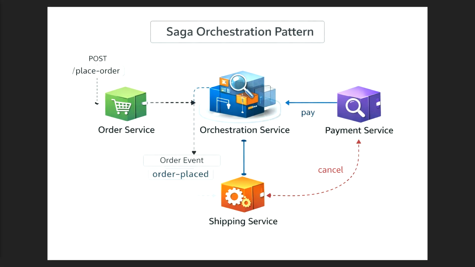Let's take a simple but realistic example. We have an order service and we have a payment service. A client calls the order service using the place order endpoint. The order service creates the order and publishes an order placed event. At this point, the system is in a partial state. The order exists, but the payment has not yet been confirmed. Now, the question is critical. What happens if the payment fails?